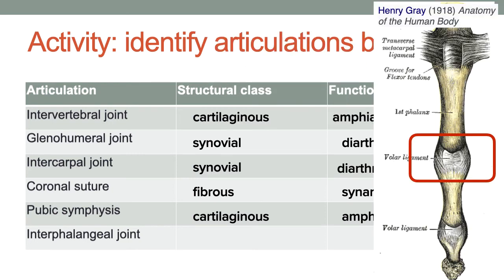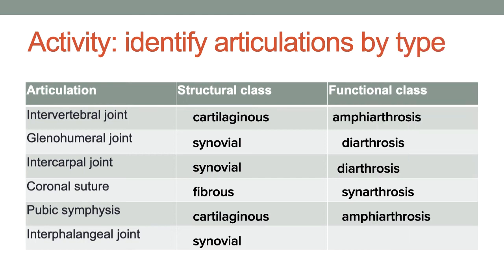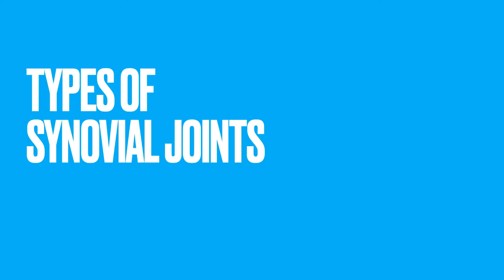And then finally we have our interphalangeal joint shown here. This is going to have a synovial structural class and is diarthrosis. So remember, if it's a synovial joint, you automatically know the functional class is diarthrosis.